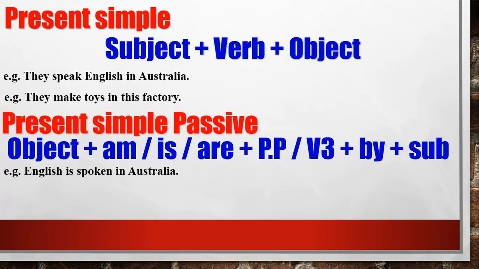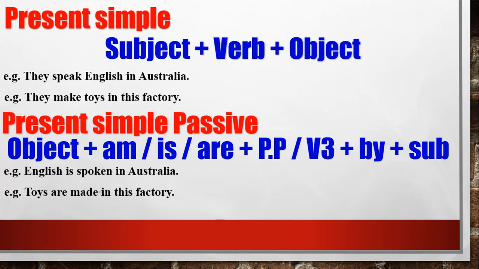Let's change sentence number 2. They make toys in this factory. Where is the object? The object here is toys. So we will start the sentence by using toys. After toys, we will use verb to be. This sentence is in the present, so we will use am or is or are. Toys are plural nouns, so we will say toys are. The past participle form of the verb make is made, so the answer is toys are made in this factory. Again, toys are made in this factory.